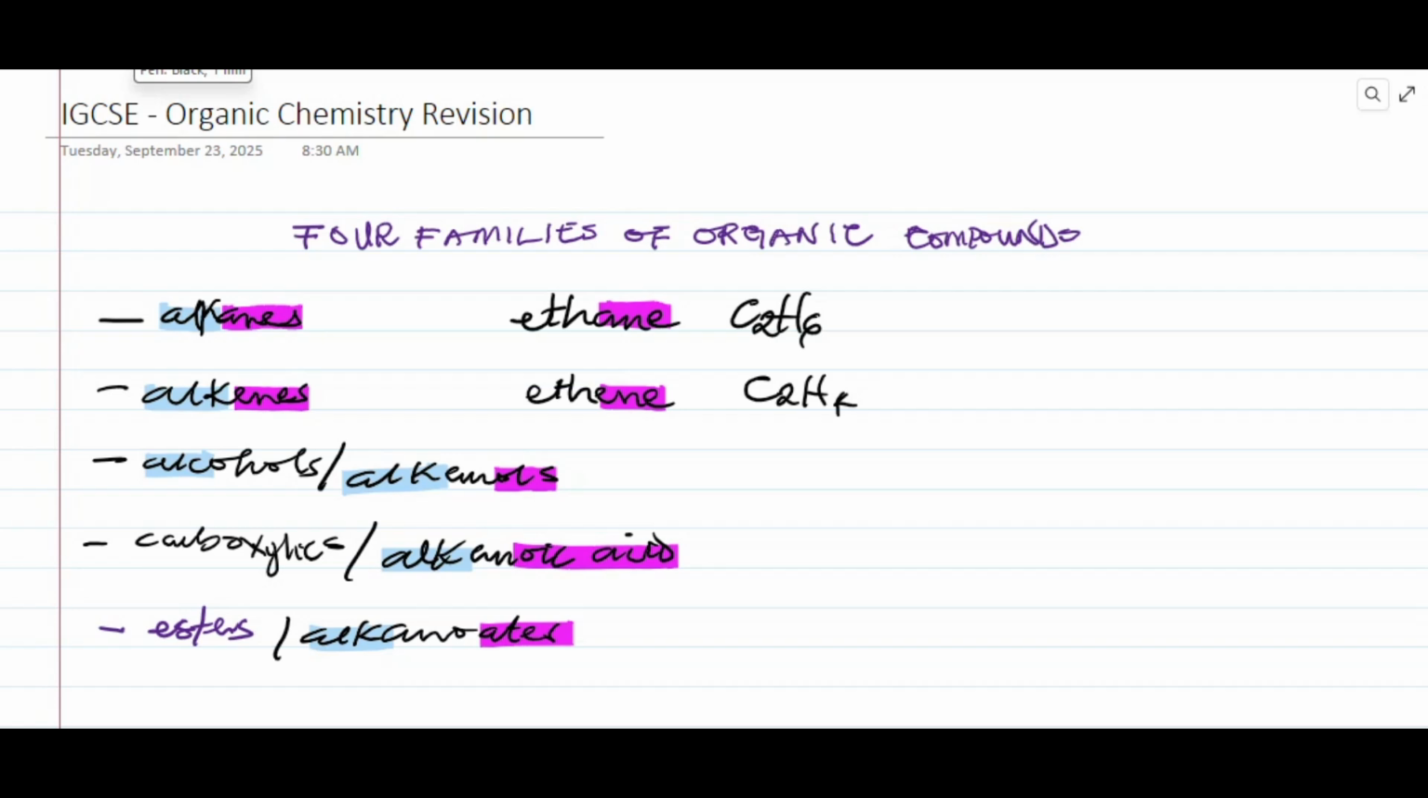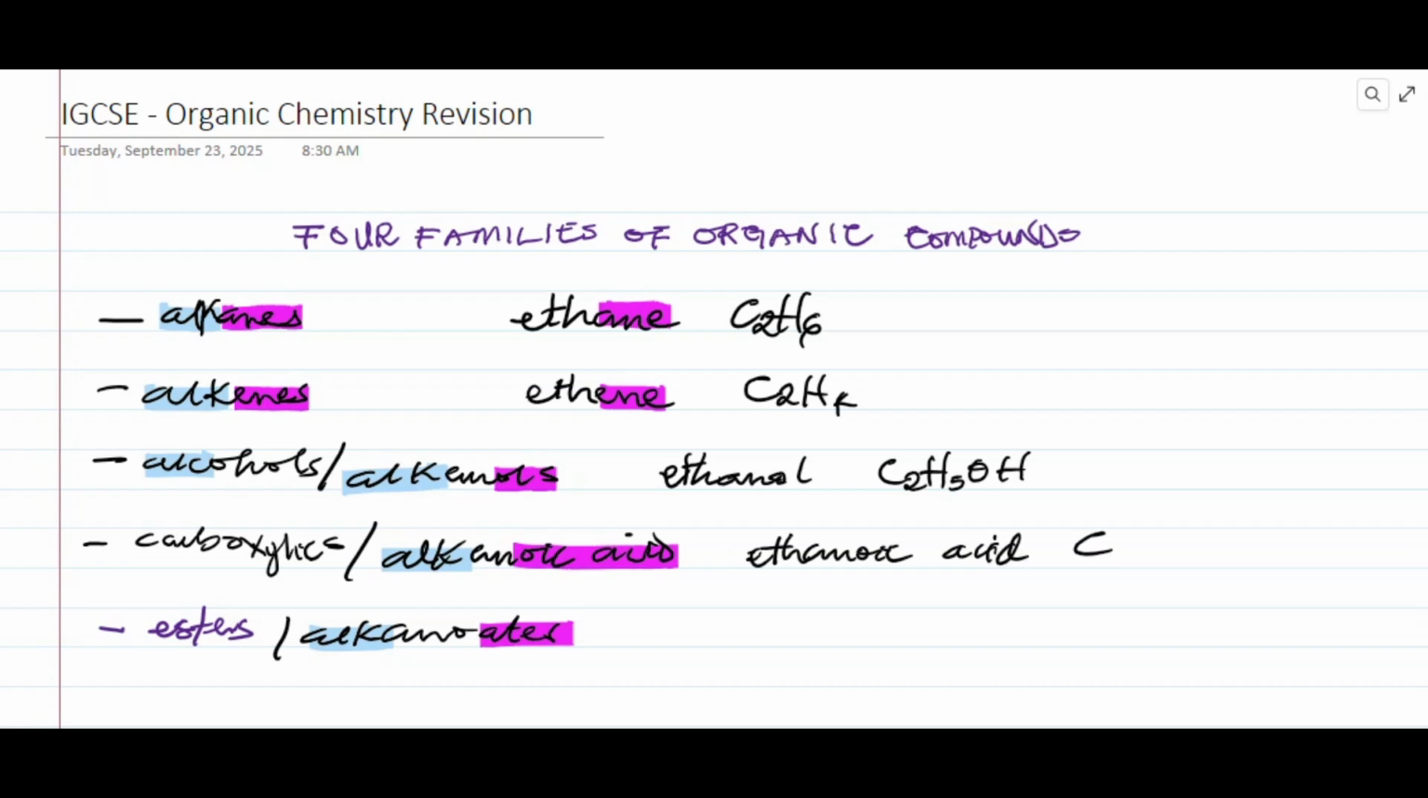For the alcohols, when you see a compound whose name ends with ol, like ethanol, you will know that, oh, this one belongs to the alcohol family. And the molecular formula is C2H5OH. For the carboxylic acid or alkanoic acid, we can use ethanoic acid as an example of the family member.